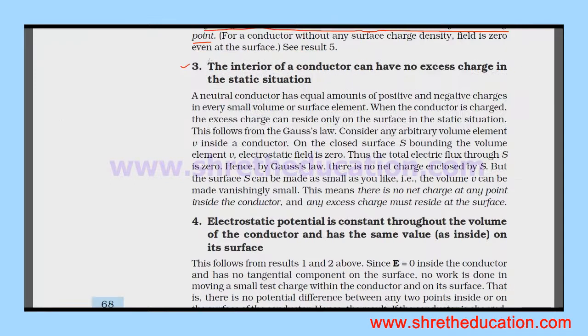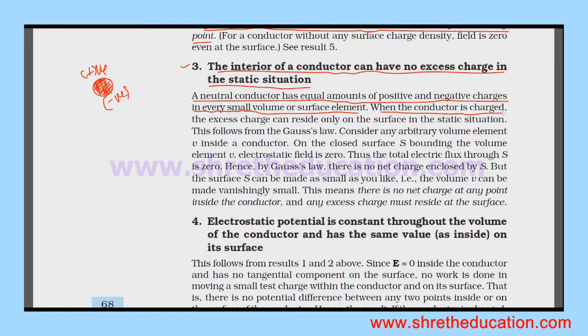Then number 3: the interior of a conductor can have no excess charge in the static situation. A neutral conductor has equal amounts of positive and negative charges in every small volume or surface element. Neutral means that every small volume element has an equal amount of positive and negative charges.